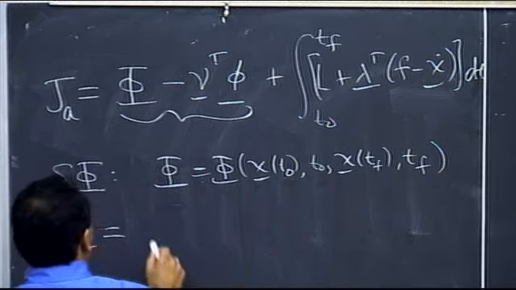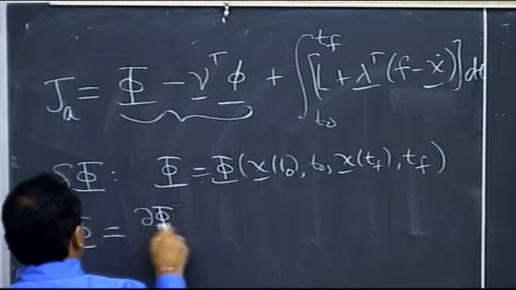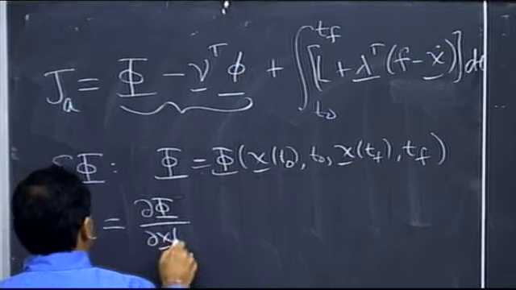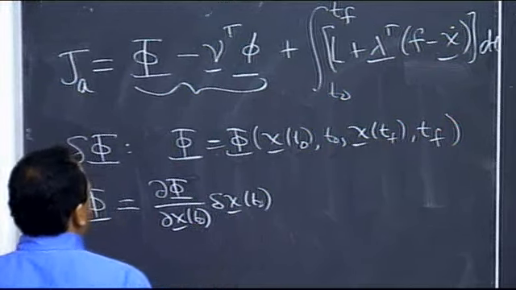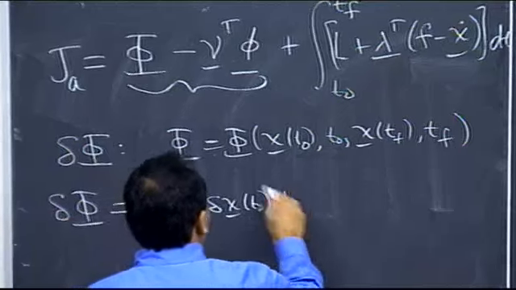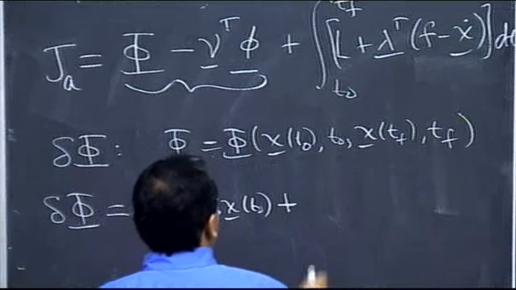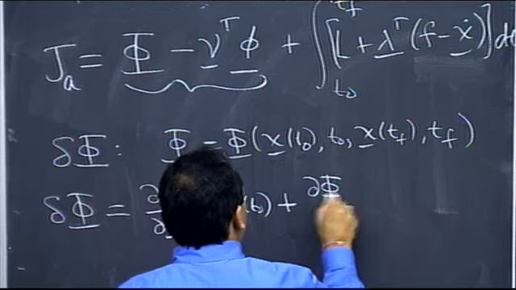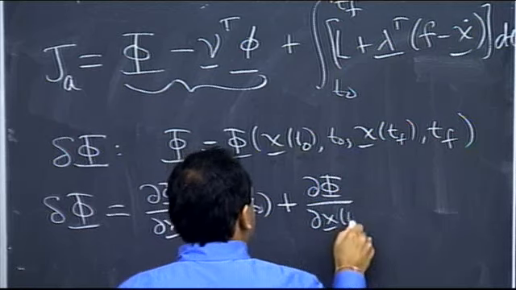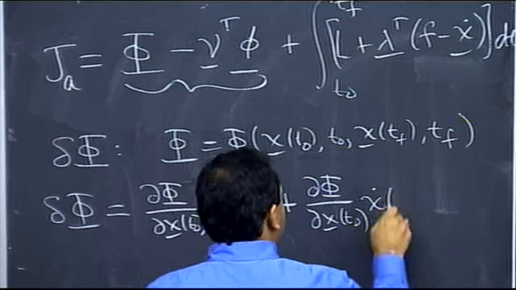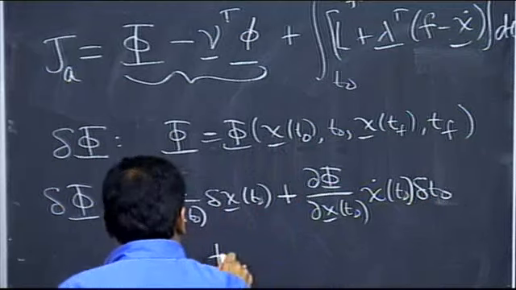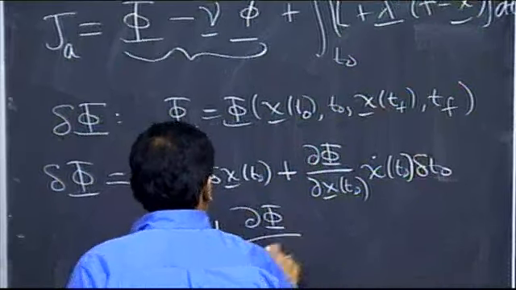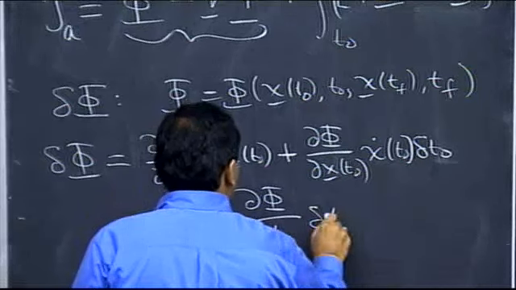So when you do this, you get the partial of phi with respect to x at t0 times the variation in x at t0. That term is correct. But then you also get this. Everything that accounts for the variation in t0: the partial of phi with respect to x at t0, times x dot at t0, times the variation in t0, plus the partial of phi with respect to t0 times the variation in t0.